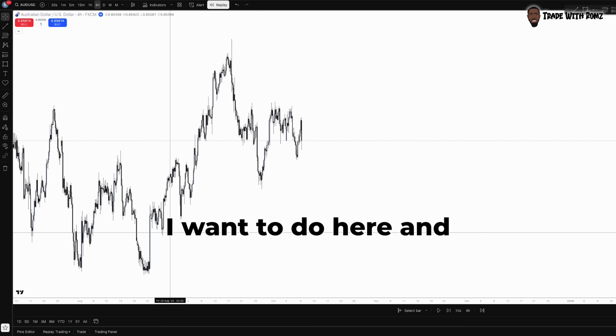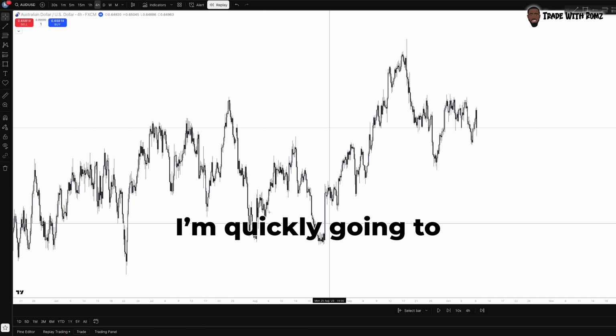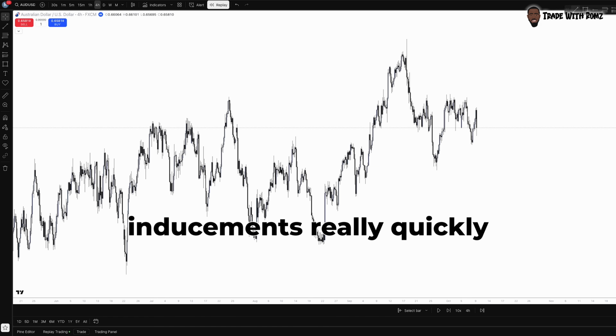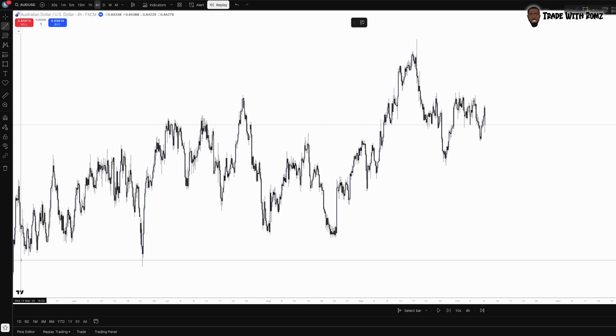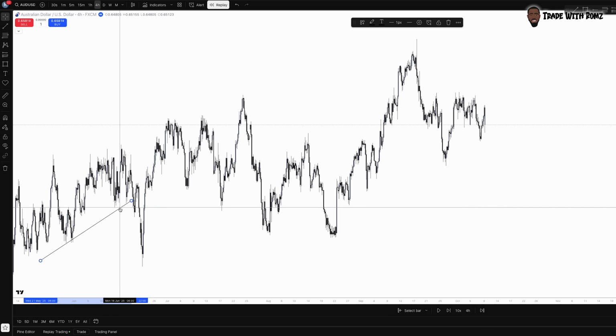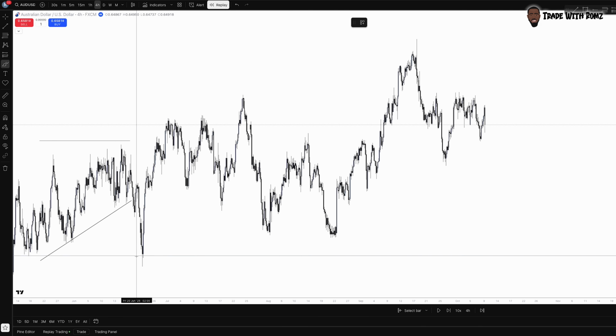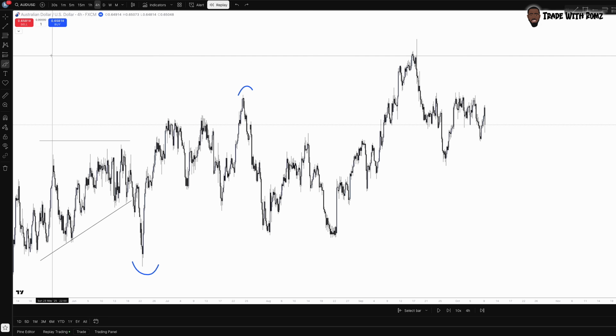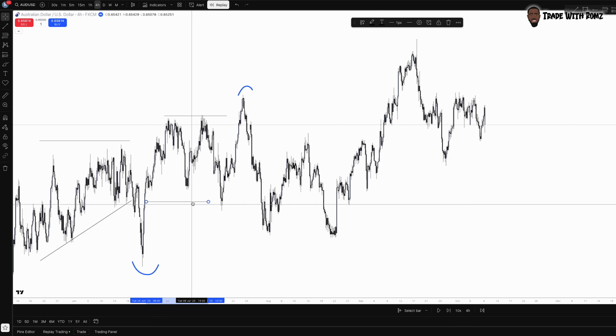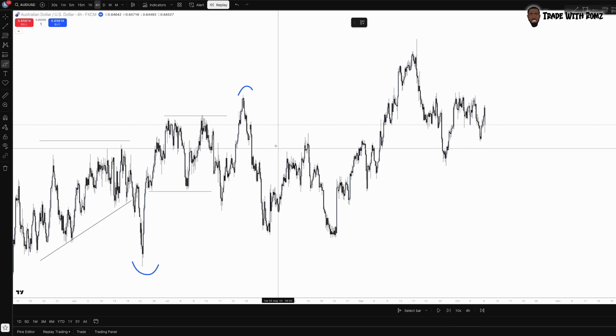And what I want to do here and now is make this very simple for you. And I'm going to quickly mark up the build-ups and the inducements really quickly so you can just get your bearings, okay? So if you look to the left here, what do we have? We've got a nice build-up just here, all right? Build up, and then you've got the inducement down here at the bottom. And then we had another inducement up here because we've got a build up just here. Hopefully you can see that. All right, hopefully you might see that as well. Build up, inducement here.